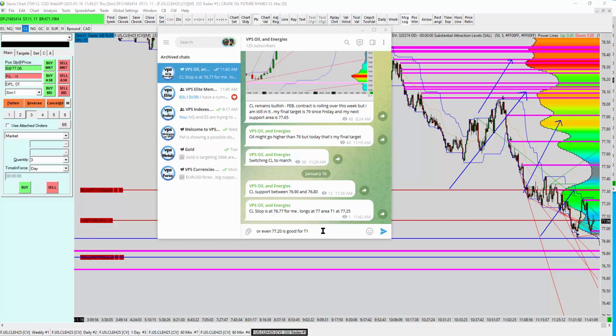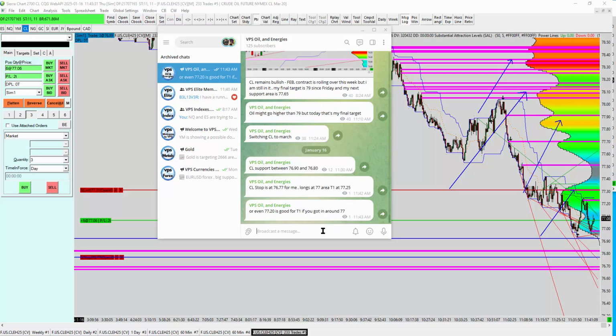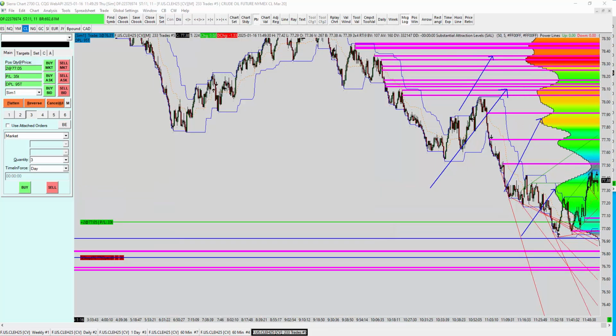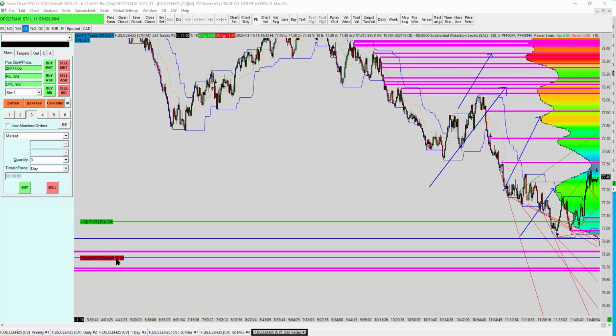I use it for targets, I use it for confirmations, I use it to establish my stop loss. As you see, my stop loss is below one of the biggest levels, because these will work as walls or as barriers. So my first target was hit.